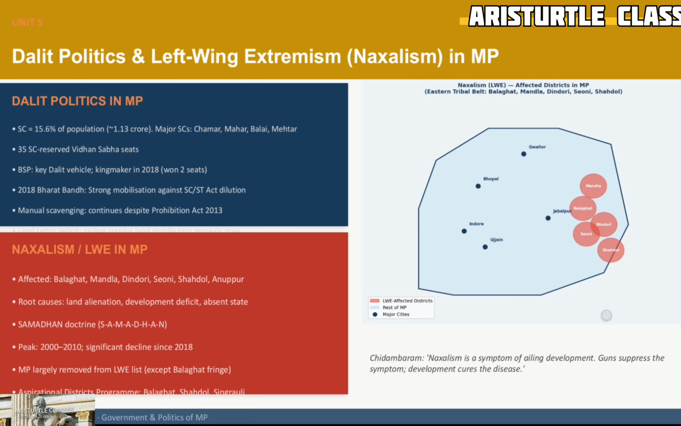Talking about Dalit politics, in MP we have around 16% SC population, and we have the stronghold of BSP, which is Bahujan Samajwadi Party, in some of the areas as well. For the SC population, we have 35 reserved seats, which is very important. For the security, the safety, and the dignity of the SC community, for some of the groups who used to do manual scavenging, we brought a law for the prohibition of manual scavenging.